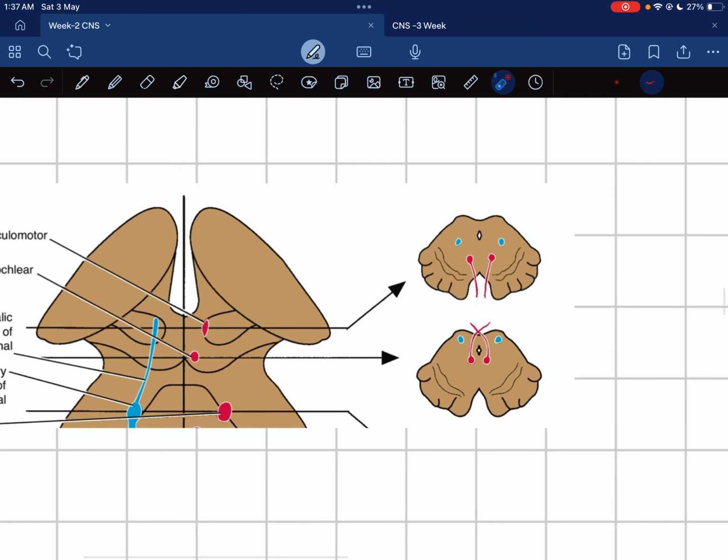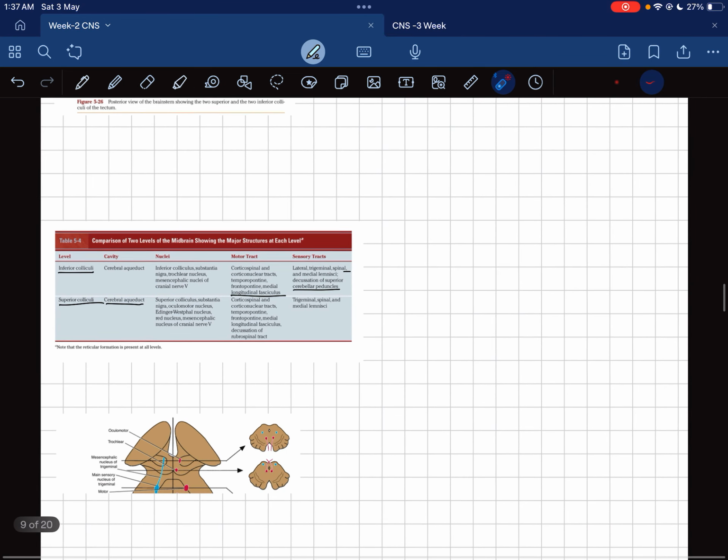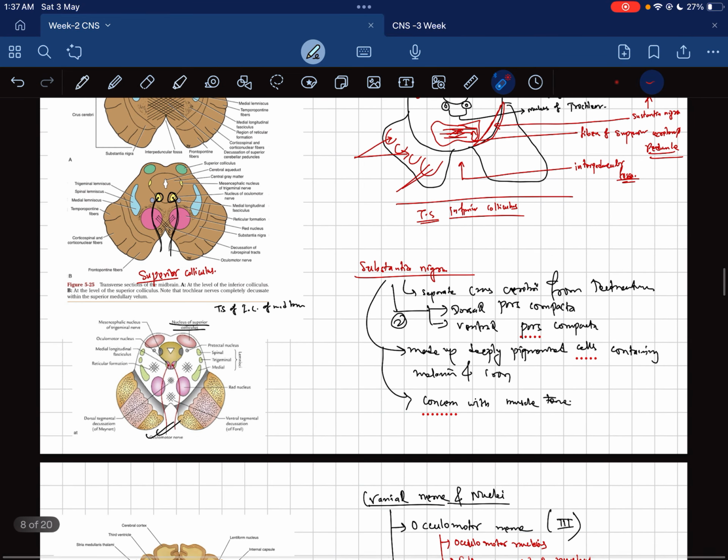We can look in this section. In the inferior colliculi, there is a trochlear nerve. At the superior colliculi, there is an oculomotor nerve. So the oculomotor nerve originates anteriorly at the level of superior colliculi, above the trochlear. I think this much we have to clear in the revision.